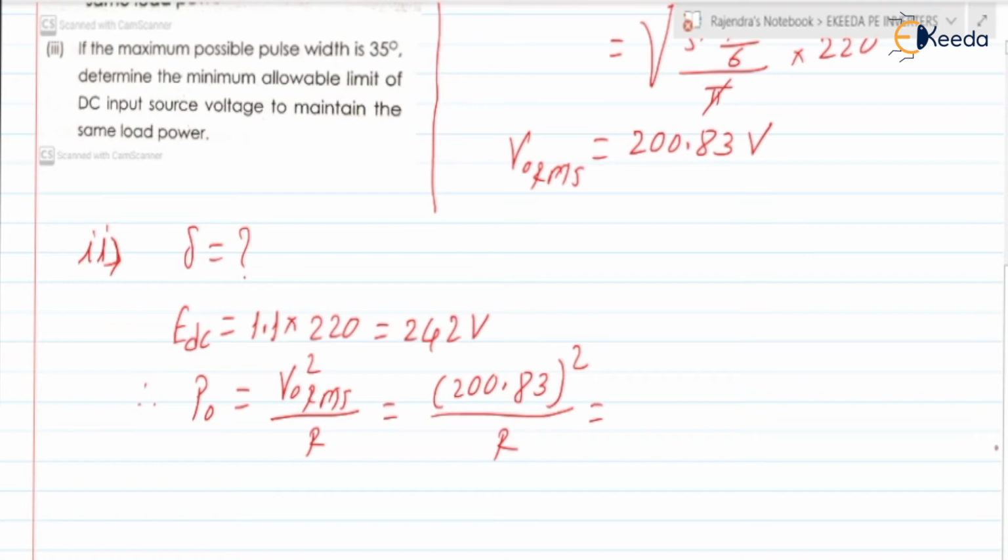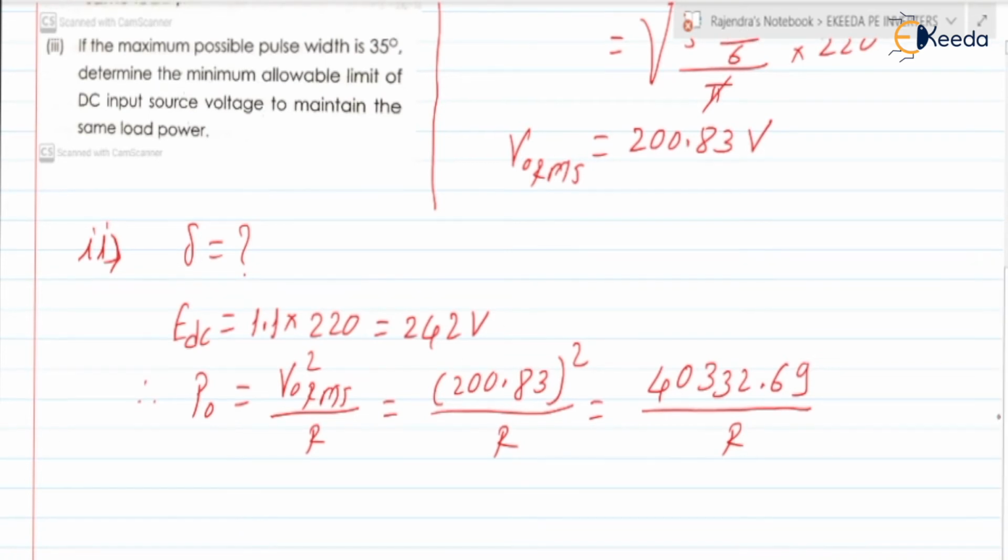So 200.83 square is 40332.69, divided by R. This is the P0 actually. Now our task is to find the delta. In order to get this P0, what is the required V0 RMS? For getting this P0, the required V0 RMS will be the same as that of this case. Then and only then it is possible.